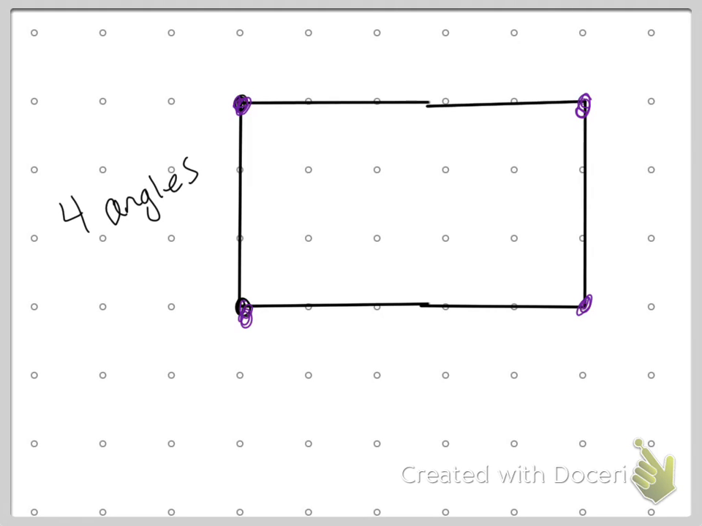Okay. All right. So that's kind of how we make shapes on your geoboard. You'll get more practice in class. Okay, and that's it for this lesson. Good luck on your homework.